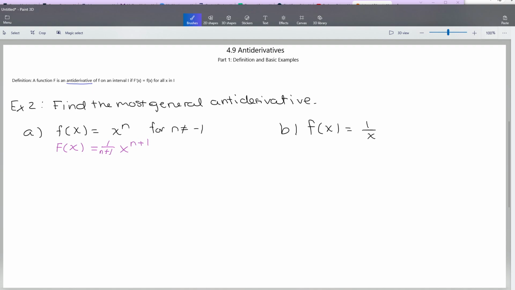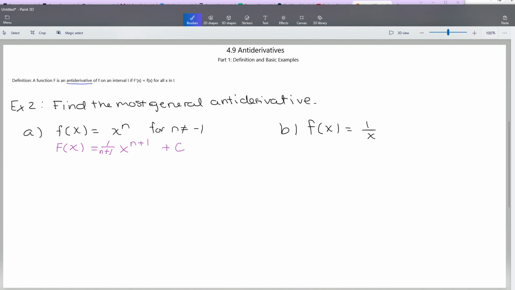Now, what do we mean by the most general antiderivative, right? So this is when we need to add plus c to show that the antiderivative could have any constant part to it, and it would still give you the exact same derivative, x to the n. Okay. Now, again, this doesn't work for 1 over x.